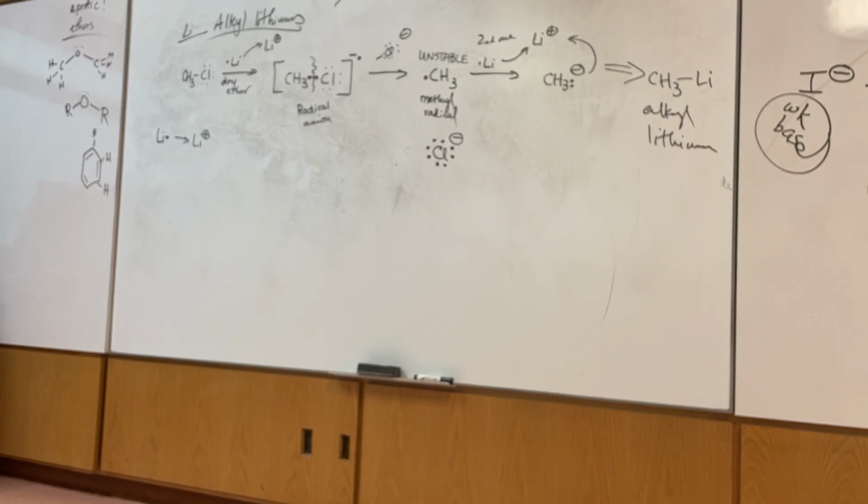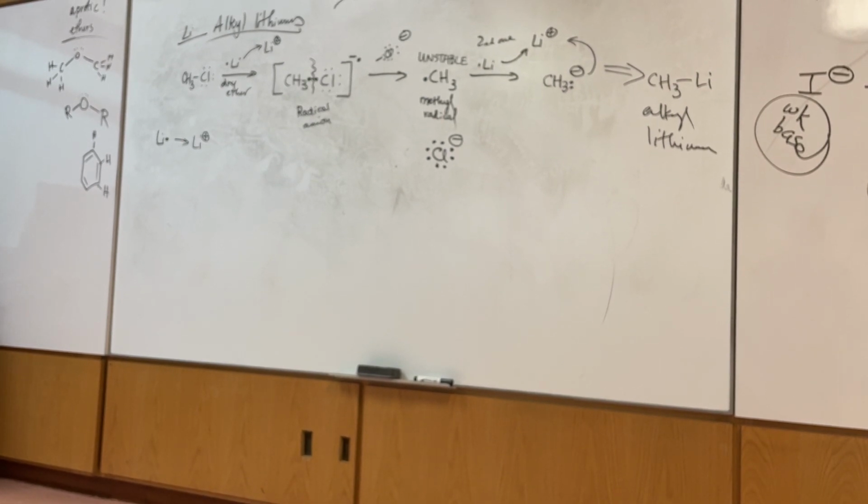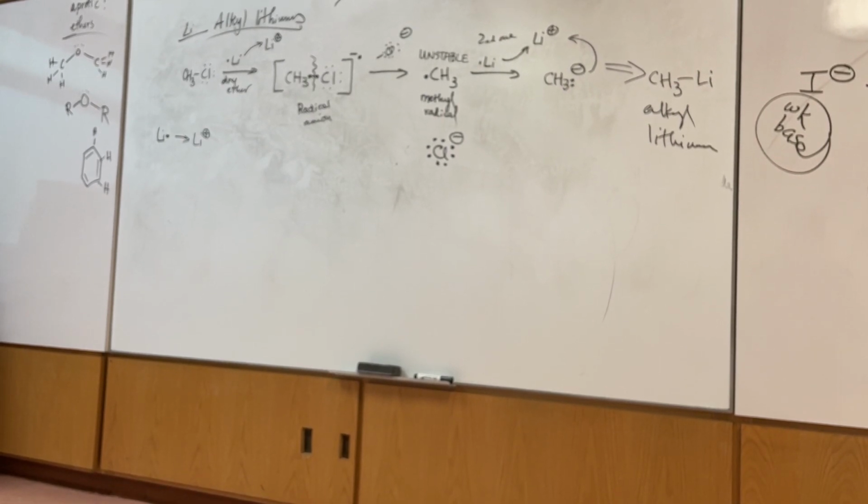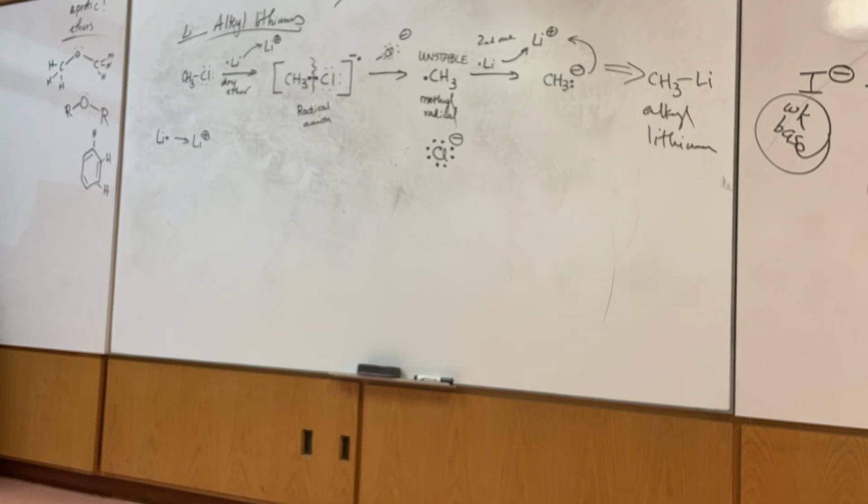And then that leaves a radical, a very unstable thing. So who's going to make this unstable thing calm down? Lithium. The second lithium comes in, gives an electron, makes methyl minus. Then what? It hooks up with plus, minus, alkyl lithium. So that's how we make our alkyl lithiums.